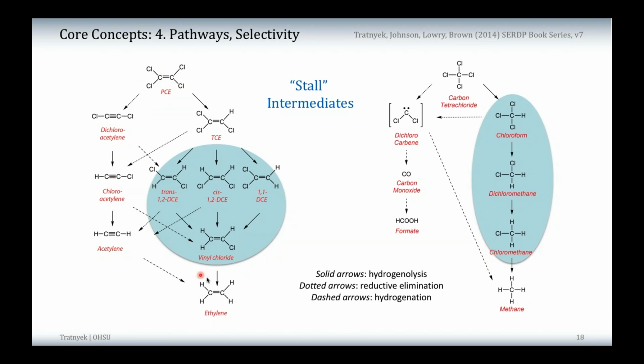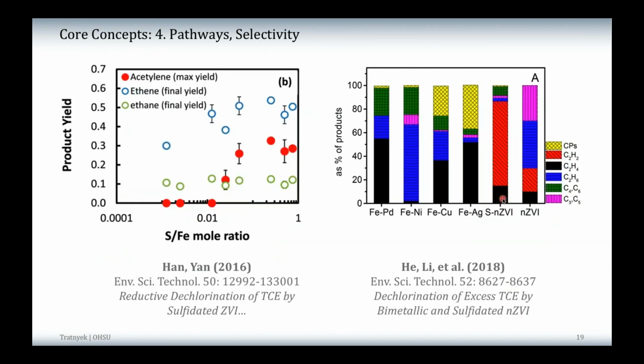And so this is the reductive elimination pathway for the chlorinated ethenes, and then this is the analogous reductive elimination pathway for carbon tet. In both cases, it gets you to completely dechlorinated products without forming any of these stall intermediates. So what does sulfidation do in this case?